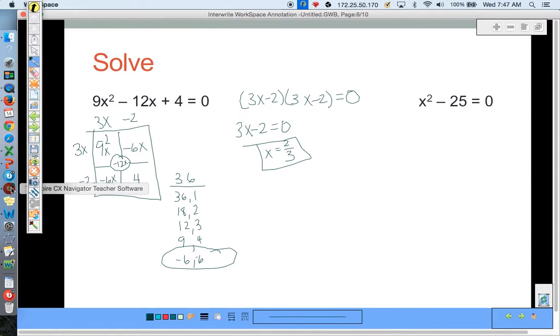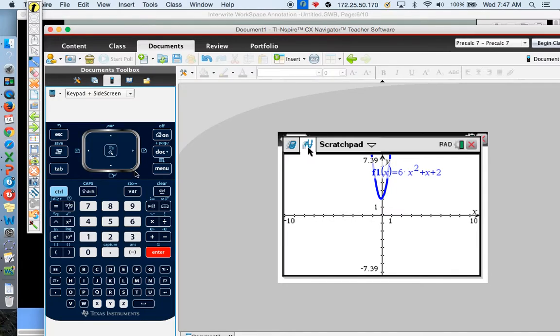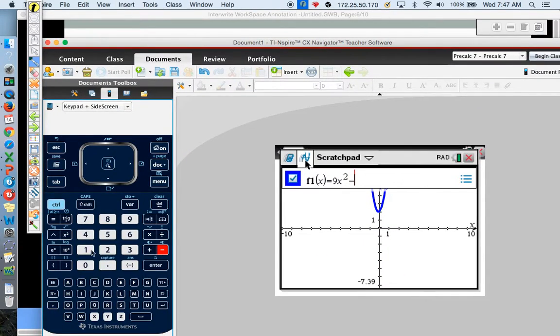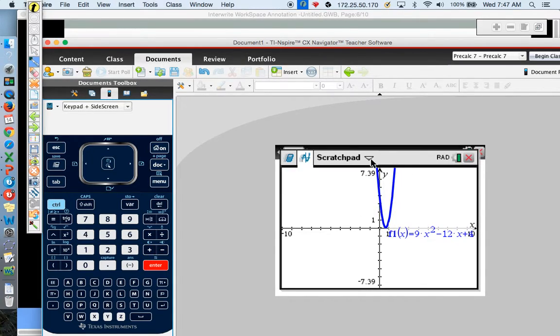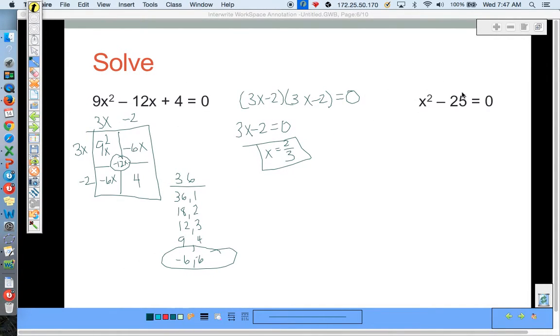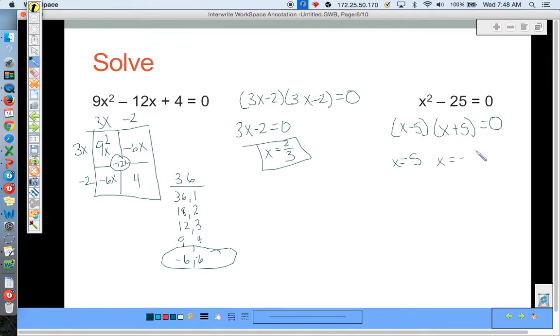So when we take a look at the graph of this one, let's see. Got 9x squared minus 12x plus 4. You notice how it's just hitting the x-axis only once. It's what's called a double root. Now this last one, you might notice there's not 3 terms, but we can do difference of squares here. X minus 4, x plus 5 equals 0. So we have x equals 5 and x equals negative 5.